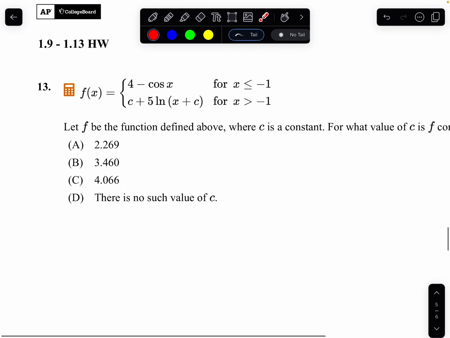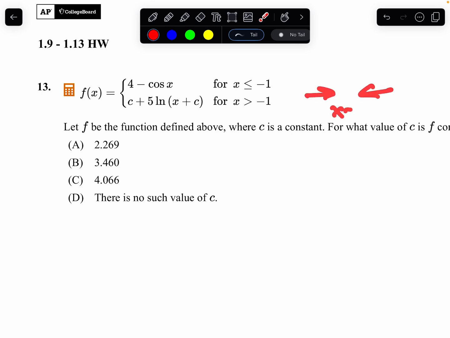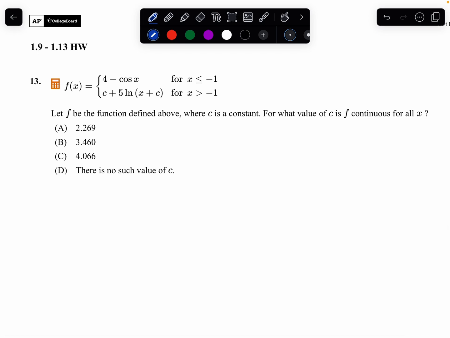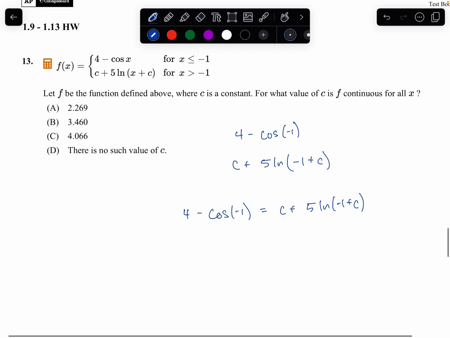Okay, but first thing, you have to plug in these values right here, because the limit from the left and the limit from the right at x equals -1 have to be the same. So you have to plug that value of x in first. So that's going to become 4 minus cosine of -1, and then this is going to be c plus 5 natural log of -1 plus c. So you're trying to see when 4 minus cosine of -1 equals c plus 5 natural log of -1 plus c. That's what you're trying to figure out.